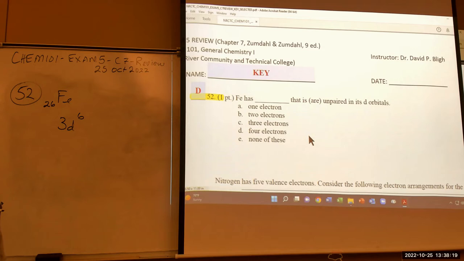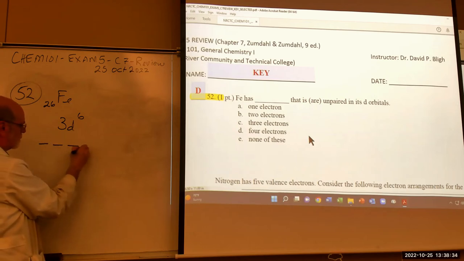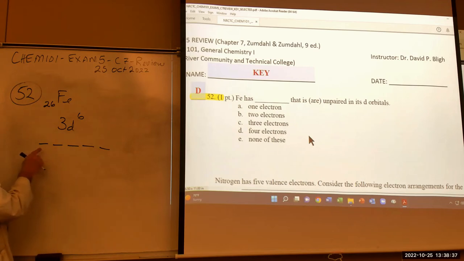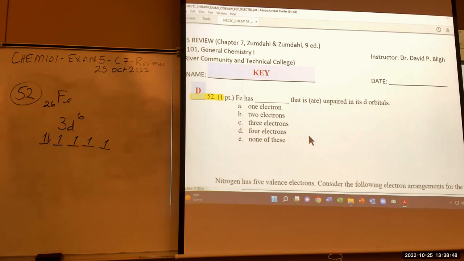Okay. How many sublevels are in Ds? Let's see, zero, S, P, D, three. So that's five sublevels. Right? Two, four, six, eight, 10. That gives you 10 electrons in the Ds. Okay, so we've got six. One, two, three, four, five, six. So how many unpaired electrons do you have? Four. Okay. Took a little detective work. Exercise some brain cells.